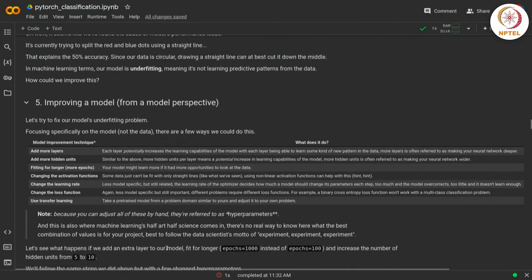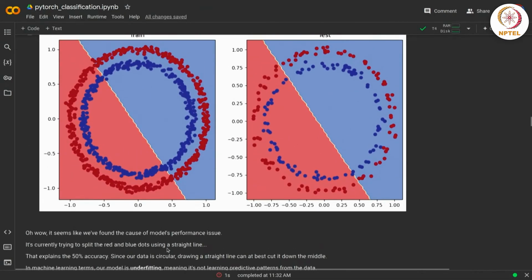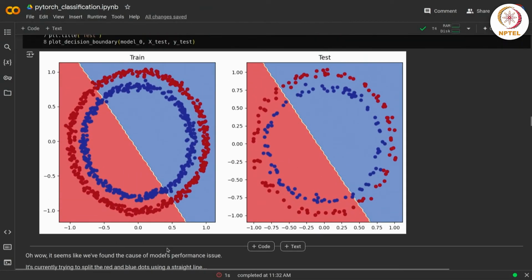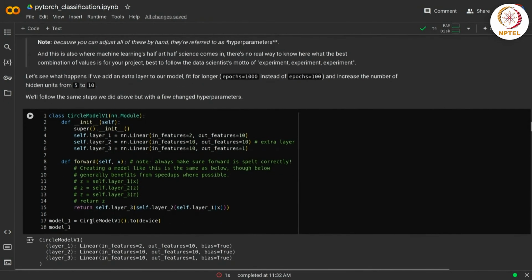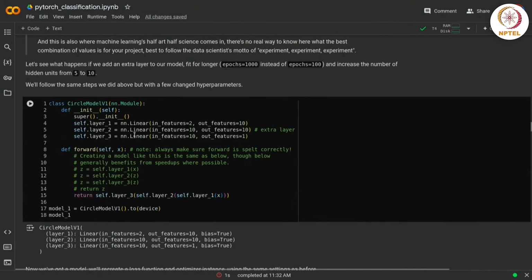So now that you understand the model is not good enough to classify this problem, what are the changes you can make to improve it? One is that you can add more hidden layers. You can do longer training, keep training for more epochs, change the activation function, change the learning rate, change the loss function, etc. So let's define a newer model with some modifications.